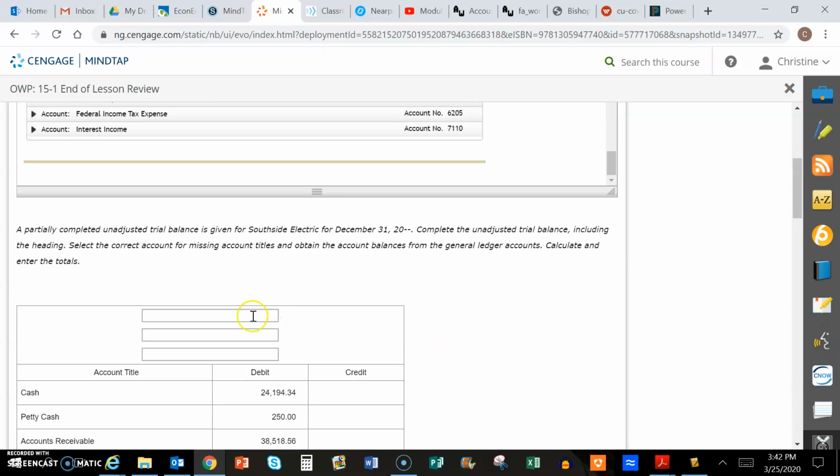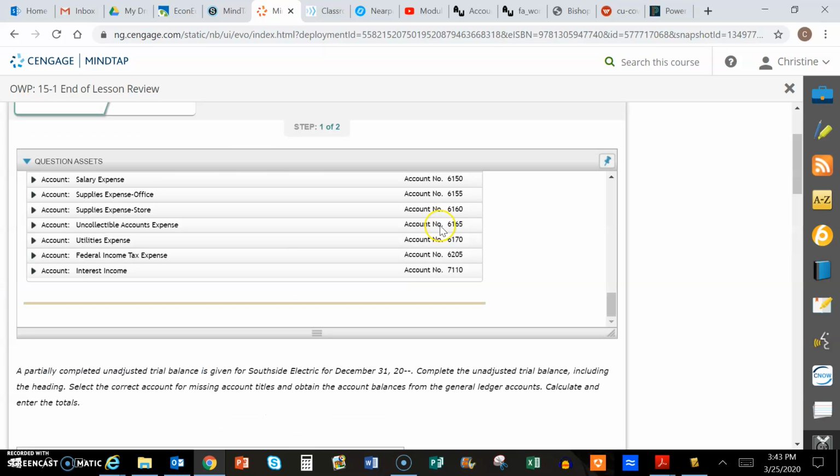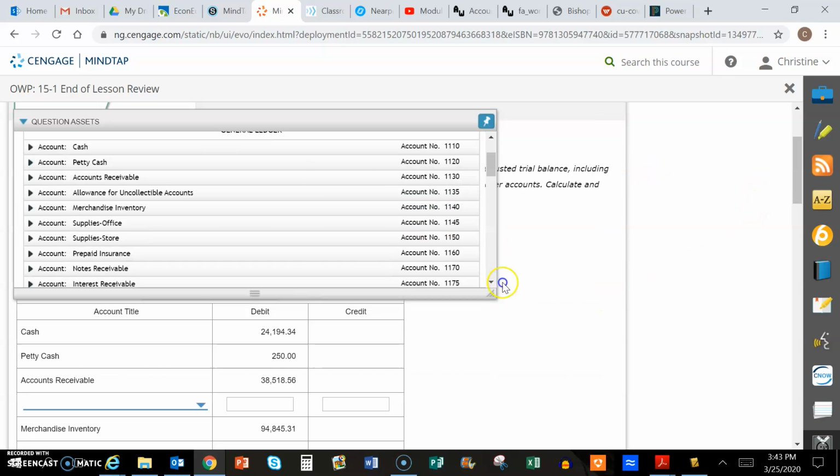Remember, your three-line heading is always who, what, when. So who is Southside Electric? What is unadjusted trial balance? And the date is going to be December 31st, 20--. They put in most of the stuff, we're just going to have to fill in what's missing. We're getting all of this from up here. If we pin this, let's bring this over, it might be easier.